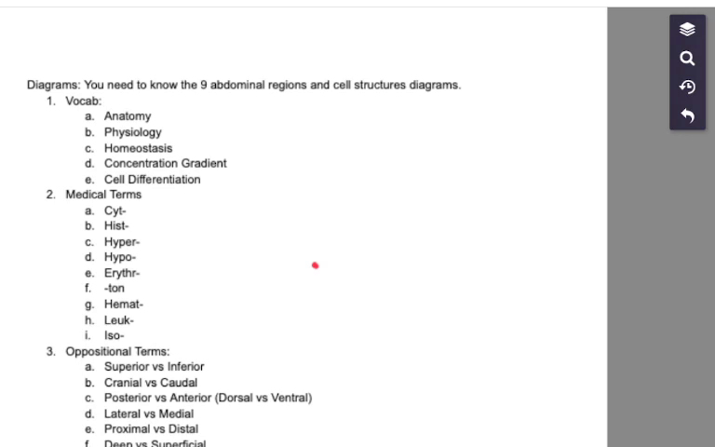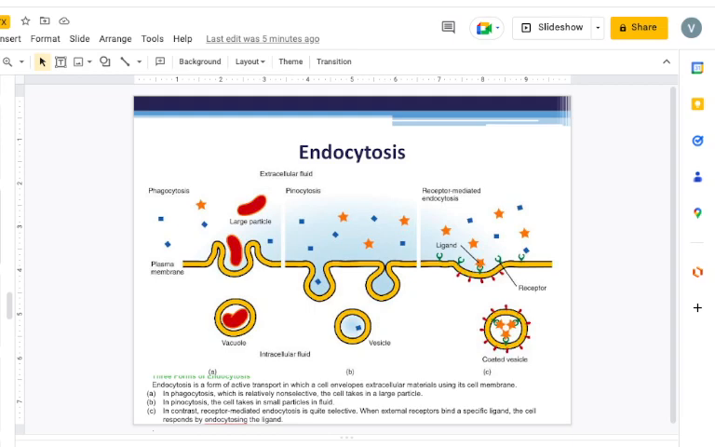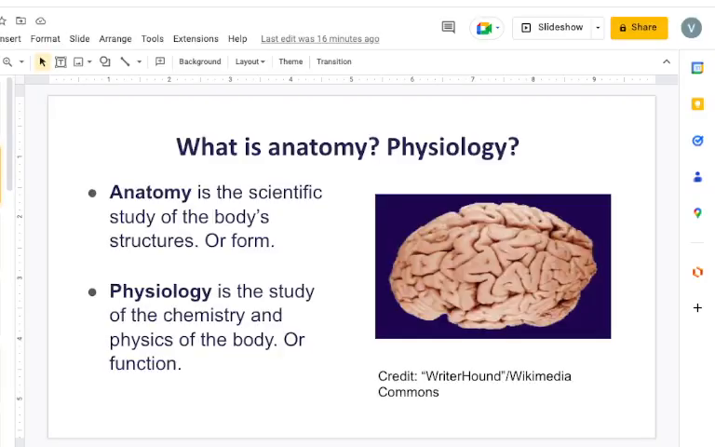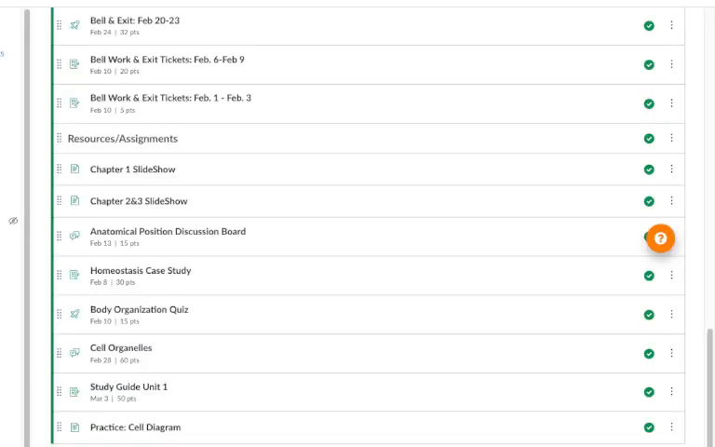Here is the picture of your study guide, and it says you need to know the 9 abdominal regions and the cell structures diagrams. So here is a copy of your 9 abdominal regions, which you can also find in your Chapter 1 slideshow. We want to know these 9 regions right here and be able to state them on your exam.